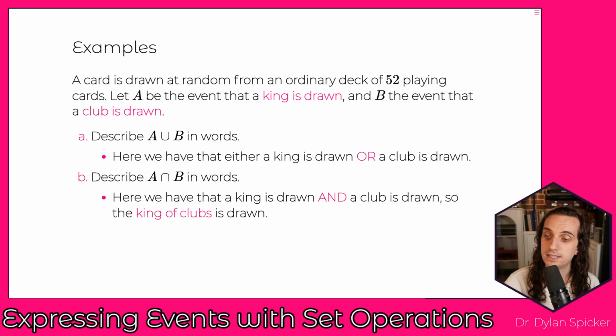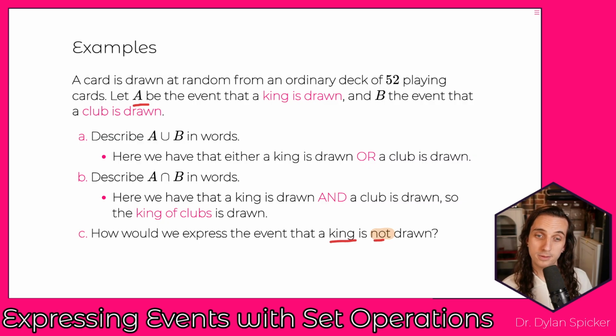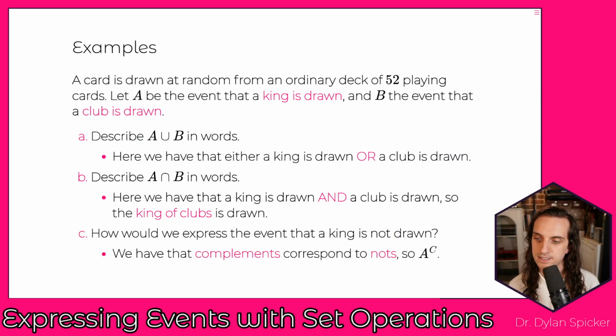And so A and B, king and club, king of clubs. How would we express the event that a king is not drawn? If we're going through this sentence, the operative word is going to be the "not" here. We know the event that a king is drawn, so king is the event A, but we want not that. So we're thinking about that as being a complement. Complements correspond to nots. A complement is the event that a king is not drawn, not a king.